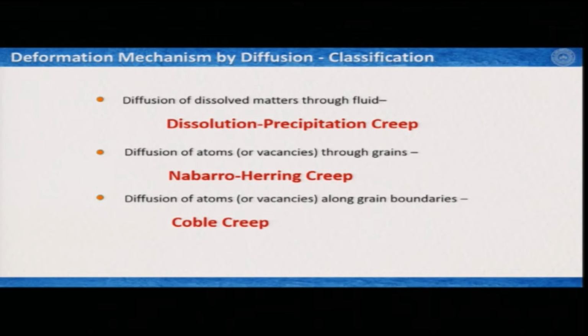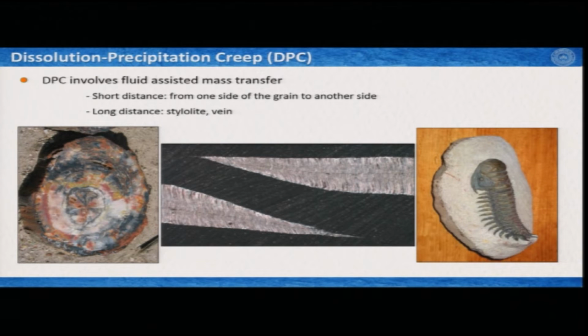So, dissolution precipitation creep is essentially creep or diffusive mass transfer with the assistance of a fluid. It can happen over a short distance, from one side of the grain to another side, or it can happen over a very long distance like stylolites and some vein filling processes. So, here there are 2 examples.